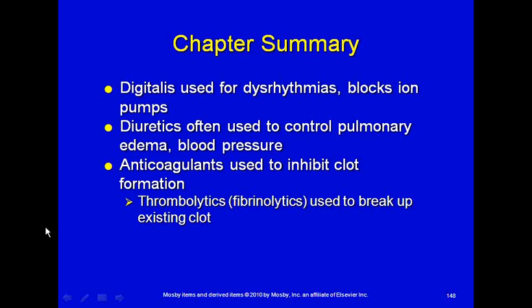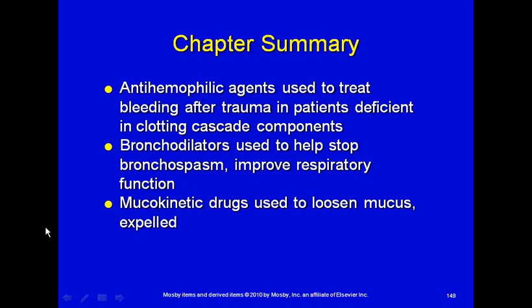Anticoagulants are used to inhibit clot formation. They include things like our thrombolytics or fibrinolytics that are used to break up clots once they form. Anti-hemophilic agents are used to treat bleeding after trauma in patients who lack particular clotting factors.